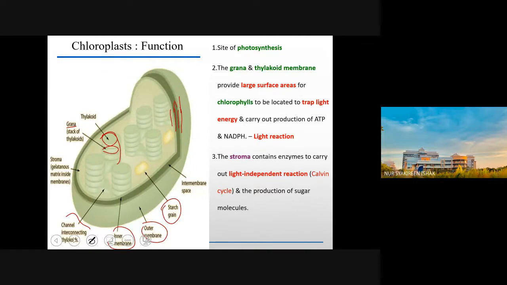So the function of the chloroplast, obviously, is that it is the site of photosynthesis. The grana and also the thylakoid membrane provide a large surface area. This one you have to take note. That's why there are many thylakoids, so that more membranes are available to allow more enzymes to be embedded in the membrane of the thylakoid that are involved in photosynthesis. Sorry, that allows more surface area to allow more chlorophyll.